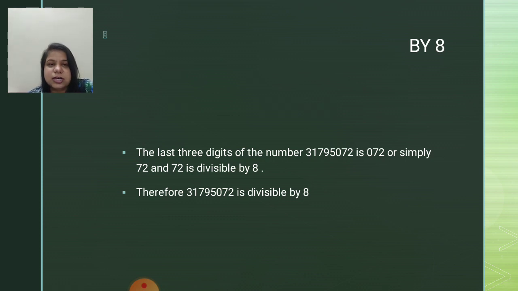Now again you will check whether 72 is divisible by 8 or not. You can perform the actual division and check. So we know that 9 8s are 72. So it means 72 is divisible by 8. Therefore the whole number is divisible by 8.